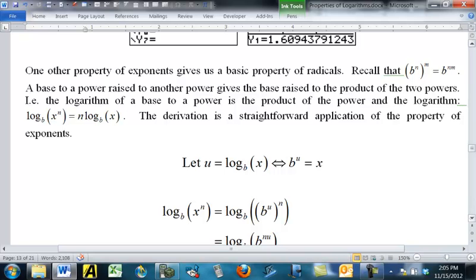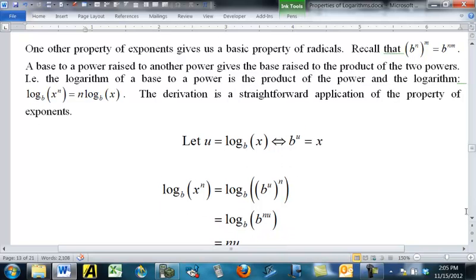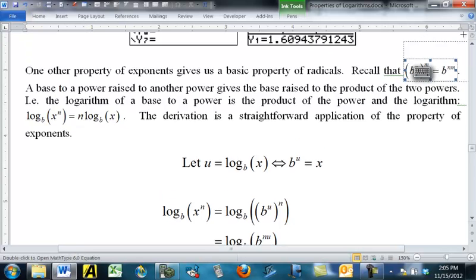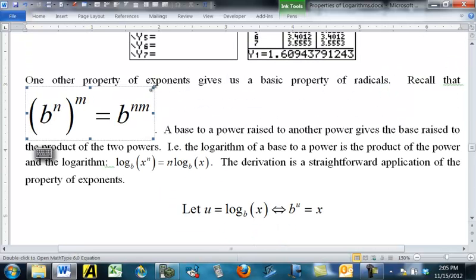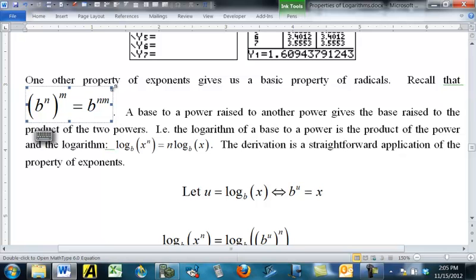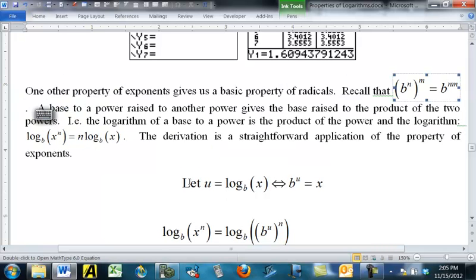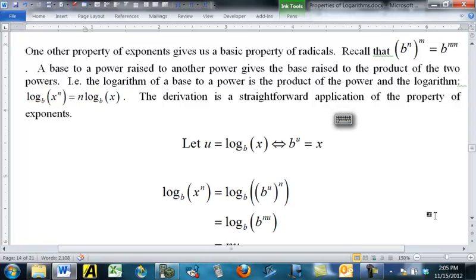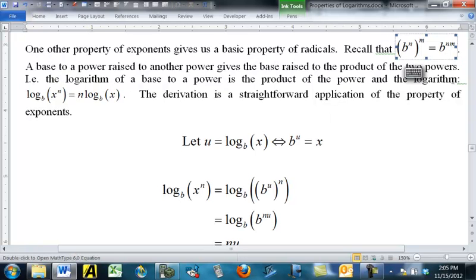Now, we've got one more property that we're going to look at, and that is remembering this basic property here that says if you have b to the n and then raise it to the m power, that's b to the n times m power. Okay, a power to a power, you multiply the powers.